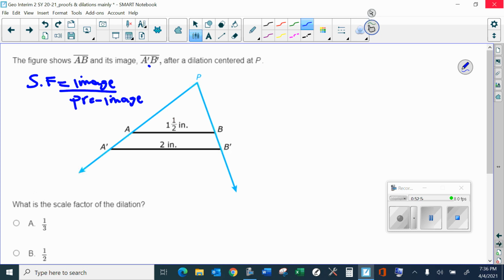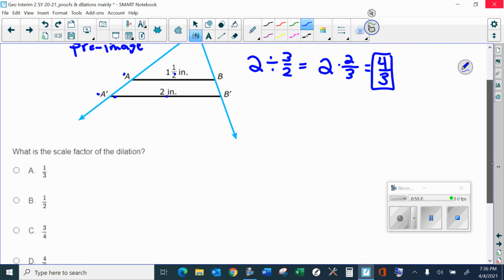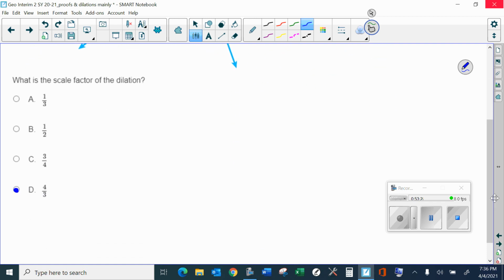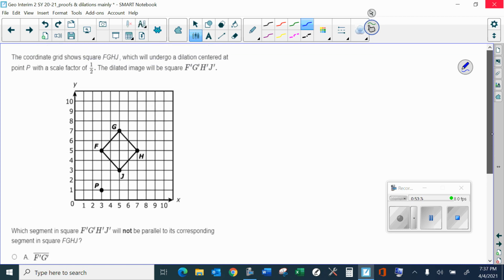So here's my image. Pre-image. Image is bigger than pre-image, so it's an enlargement. It has to be greater than 1. How do I do it? I just look at these signs. 2 divided by 1.5. Remember, that's the same thing as 2 plus 1 is 3/2. Divided by 3/2. I change division to multiplication by the reciprocal. And there's my answer. So scale factor's 4/3. D. That should have been easy. You're going to have one like that on the DCAS.